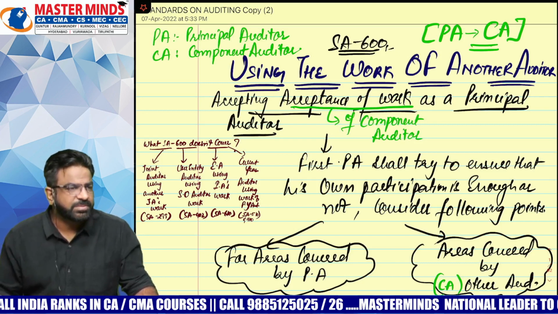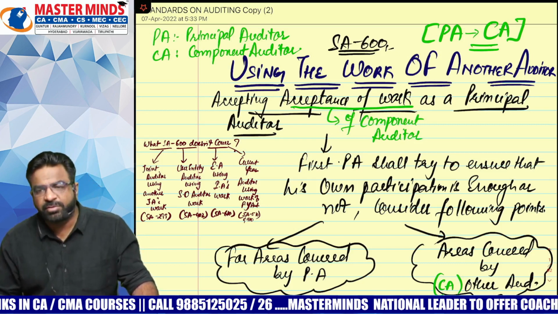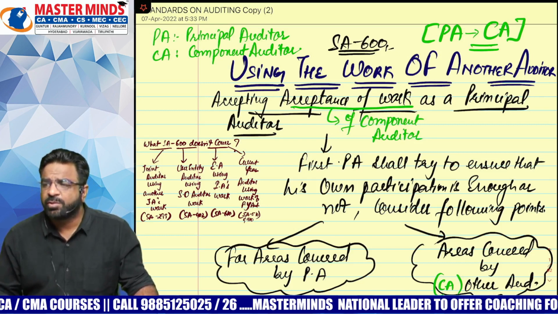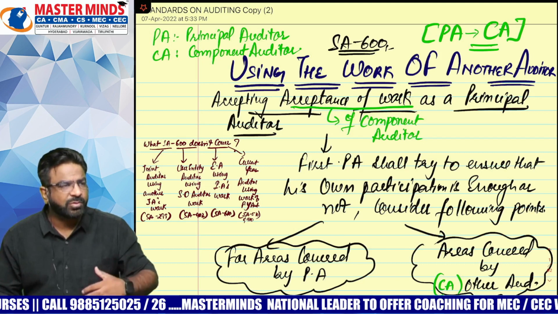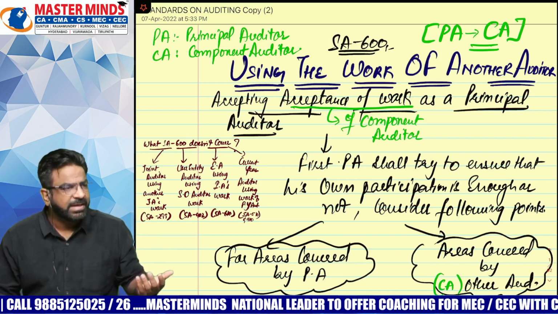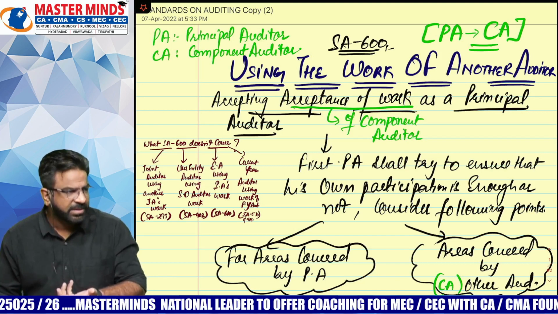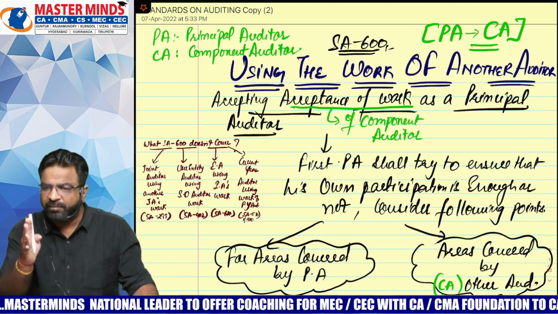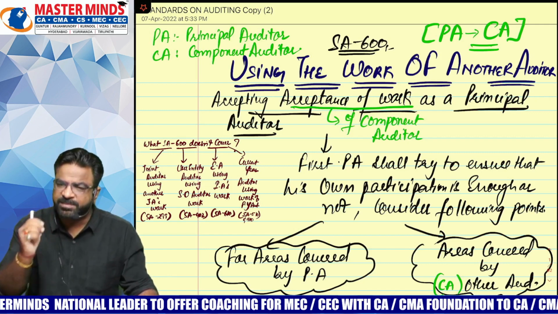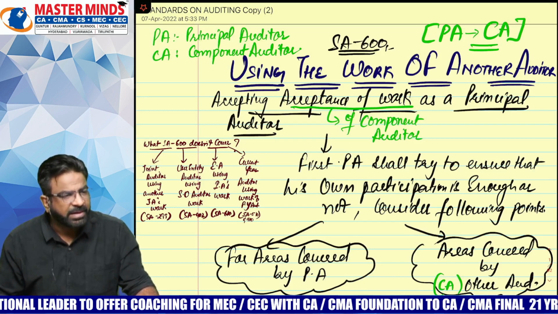Then the third one is what? Using the work of an auditor's expert. Now there, what is happening? Sometimes you are doing the audit of areas which are completely out of your reach, out of the box. In such cases, you definitely need expert advice. So in such a case, you can bring your own expert. But the thin line of difference is, whose expert is it? The auditor's expert, not the management's expert.